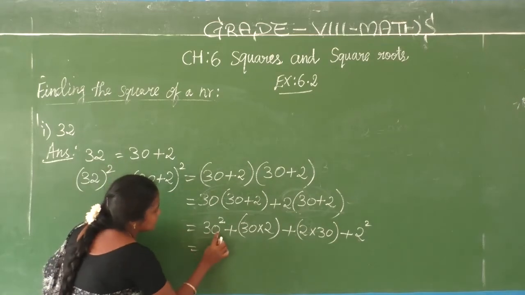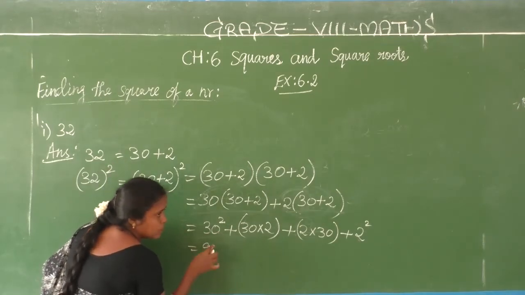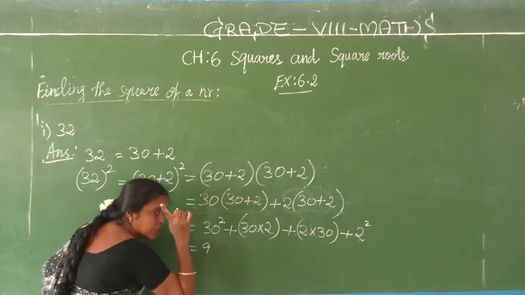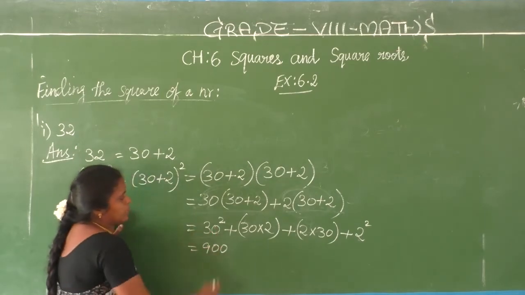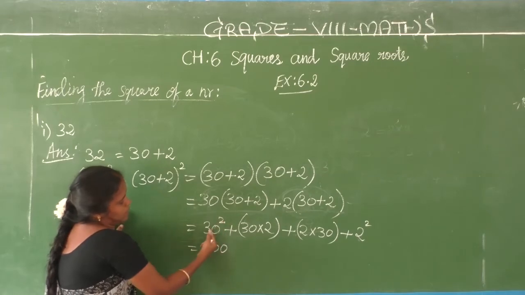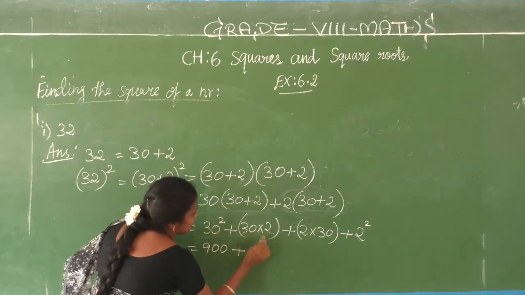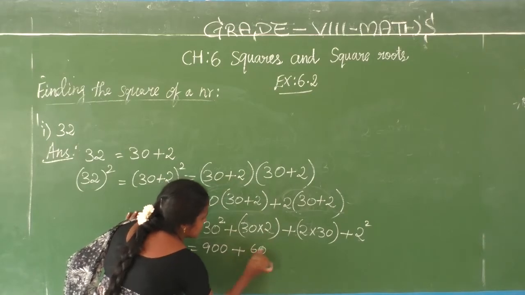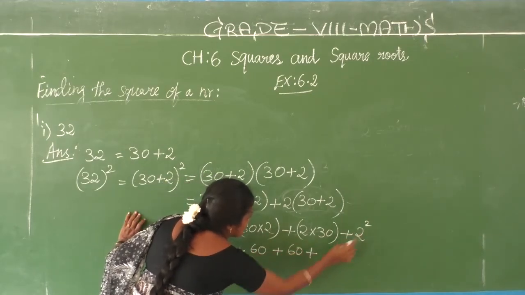Now simplify 30 square. 3 3s are 9. An even number with 0 only comes by the square number, as per the rule I taught last week. So here 2 zeros will come. So 30 into 30 is 900. Here what comes: 30 into 2, 3 2s are 6. Likewise here also, 2 30s are 60, plus 2 2s are 4.